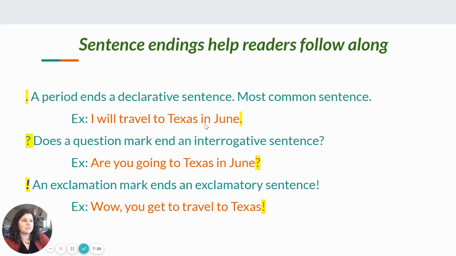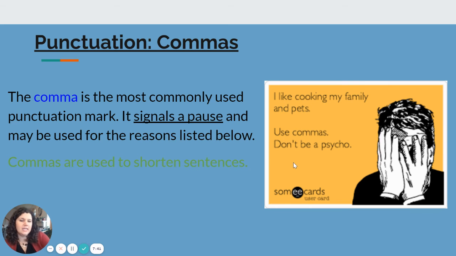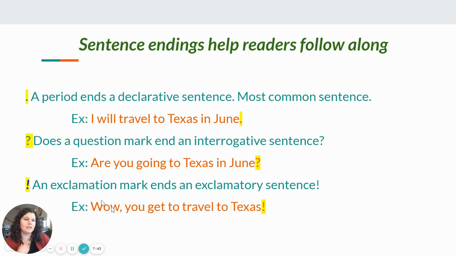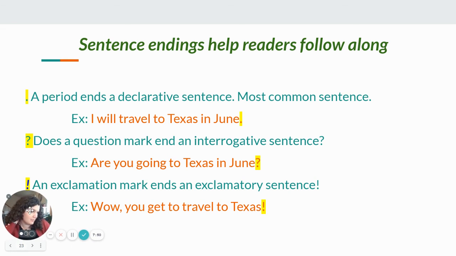I will travel to Texas in June, period. I'm stating a fact. I am declaring, I am telling you this is what's going on. And then I take that, but I kind of make it a question. Are you going to Texas in June? And then the last one, exclamation, wow, you get to travel to Texas! Somebody might be excited. I mean, my sister is excited because I'm excited to see her.